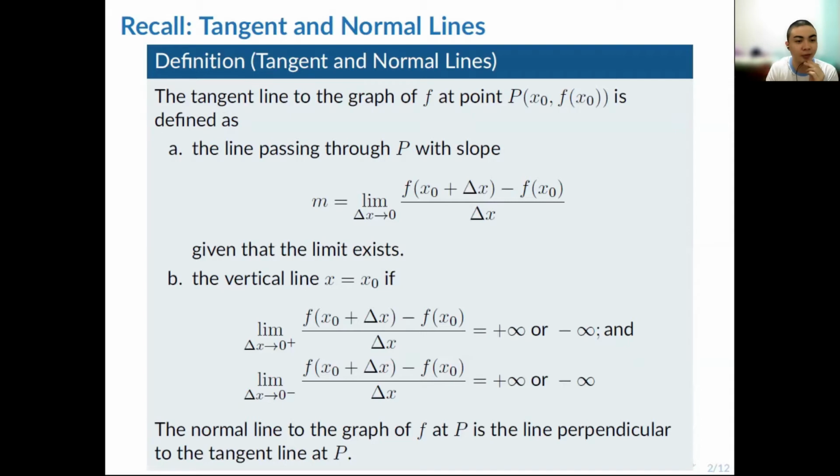Ano naman yung normal line? So yung normal line to the graph of f at P is the line perpendicular to the tangent line at P. So kapag recall lang natin, no, kapag sinabing perpendicular, so meron, di ba meron tayong tangent line and normal line. So kung si tangent line ay may slope na m, ibig sabihin nun, ang slope ni normal line is the negative reciprocal of the slope of the tangent line. So ayan, bale yung slope dapat ni normal line is negative 1 over m. Ayun, klaro tayo dun ha.